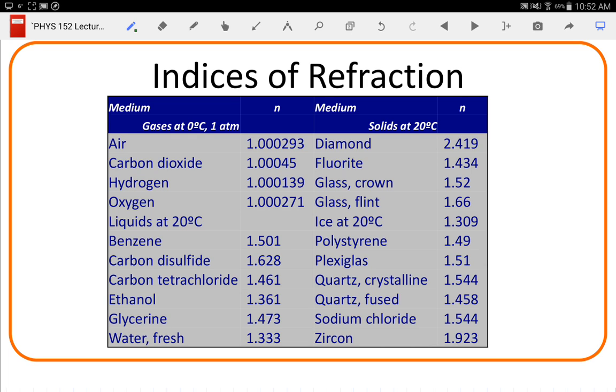Okay, here are indices of refraction of common materials. Air, 1.000293. What does that tell me? It tells me the speed of light in air is essentially the same as in vacuum. It's ever so slightly slower. You know, 0.0029%, something like that. No, 0.029%. I can do math.